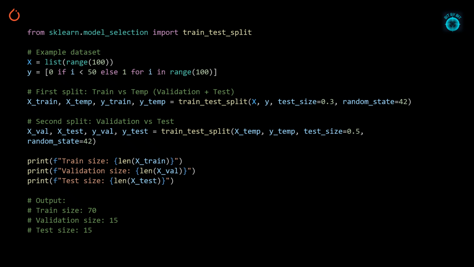It is worth mentioning that the random state parameter controls the shuffling applied to the data before splitting. It ensures that the split is reproducible, meaning that every time you run this code with the same random state, you'll get the same train-test split.